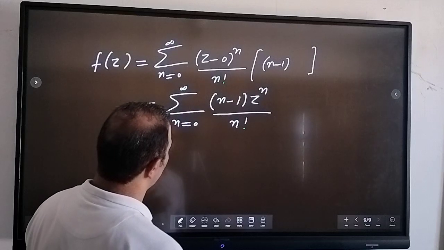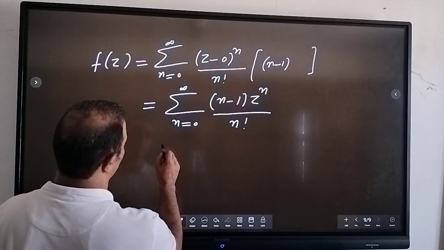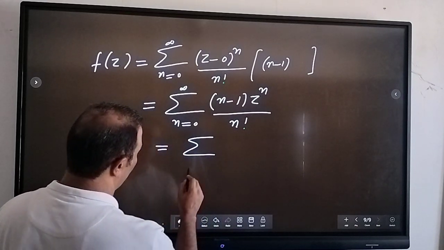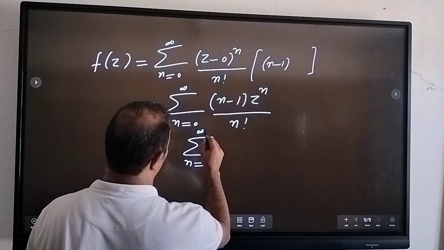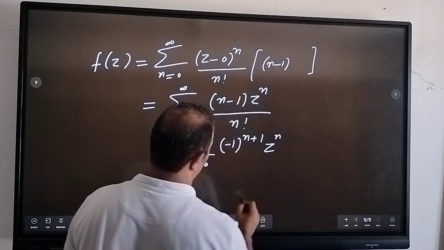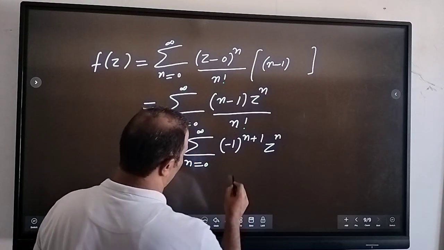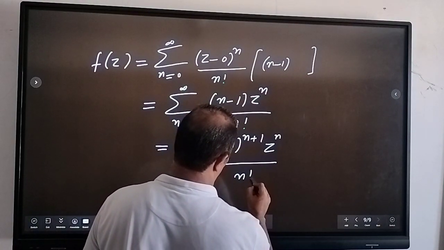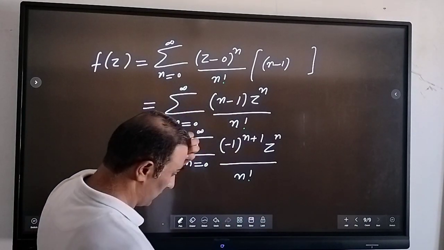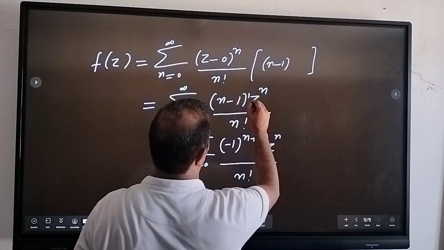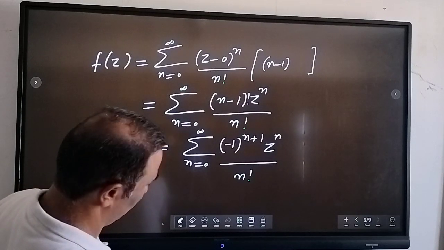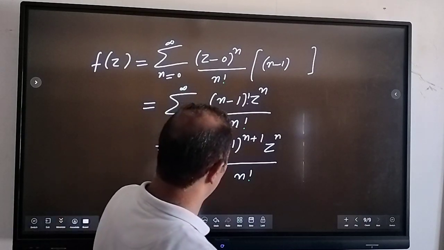Or you can rewrite this way: summation n from 0 to infinity of minus 1 raised to the power n plus 1, z raised to the power n, divided by n, right? Because this was n minus 1 factorial here. So then you can write this as this. Right? So this is how you can expand this.